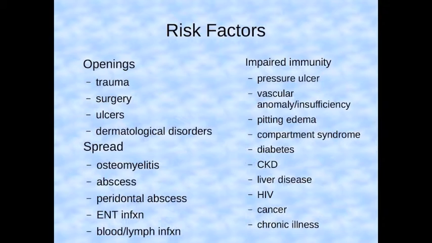And then spread is another important thing. It can be coming from other areas, such as from the bone, osteomyelitis. Abscesses can lead to cellulitis. Periodontal abscesses, ear, nose, and throat infections, and blood and lymph infections can all spread to the skin.